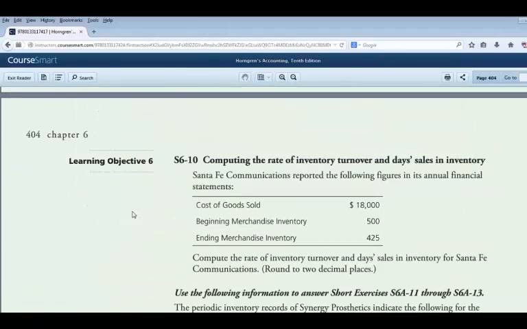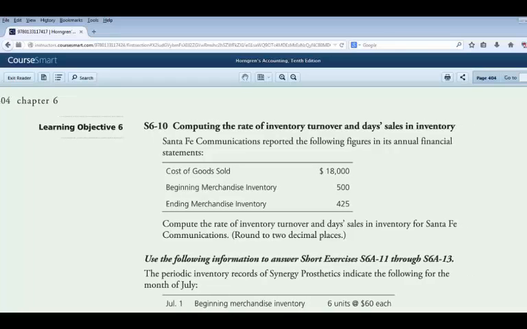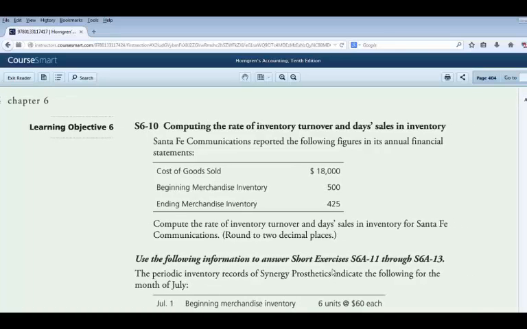Exercise 10. This is where we're going to compute the rate of inventory turnover and days sales in inventory.